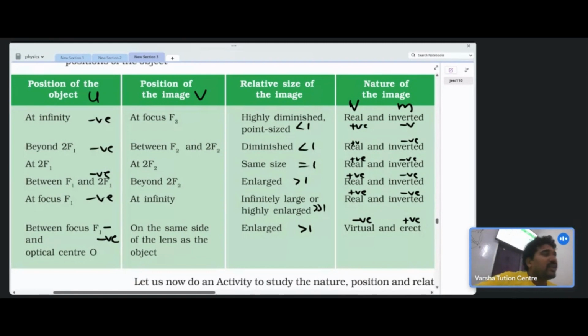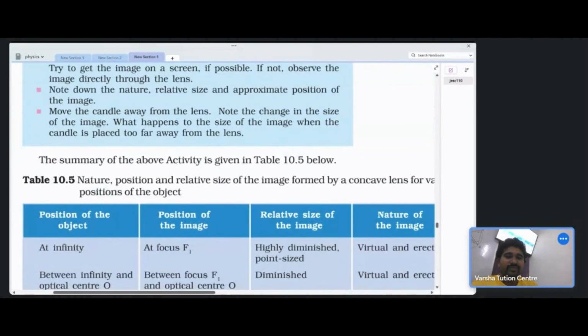Clear now? And you have to note down the positions also. You have to remember. These tables surely will give you 1 or 2 marks in the board exam. Only the tables. Understand? Any confusion in this? Fine. Can I move to the next table?